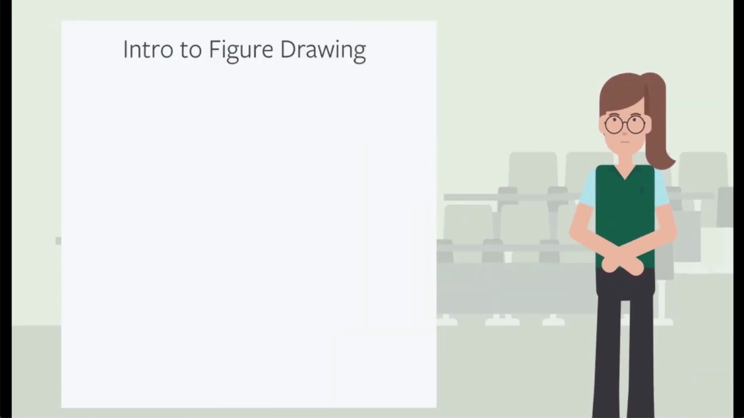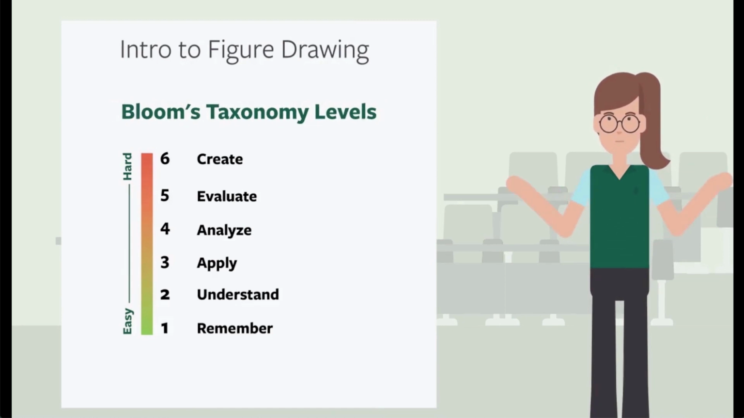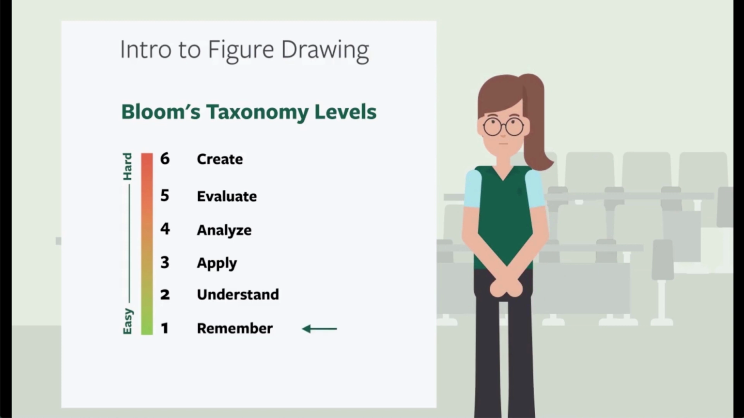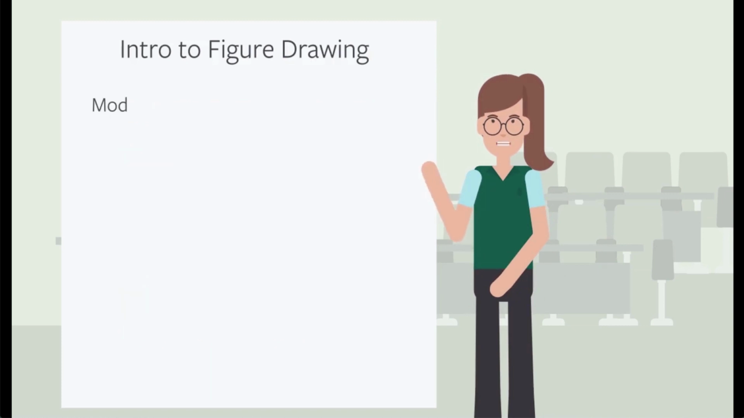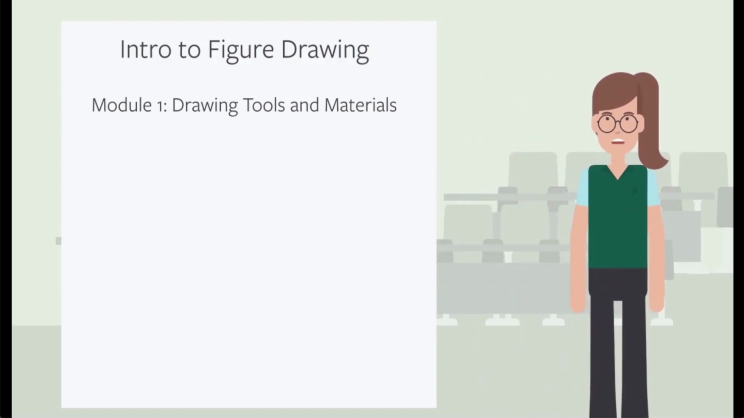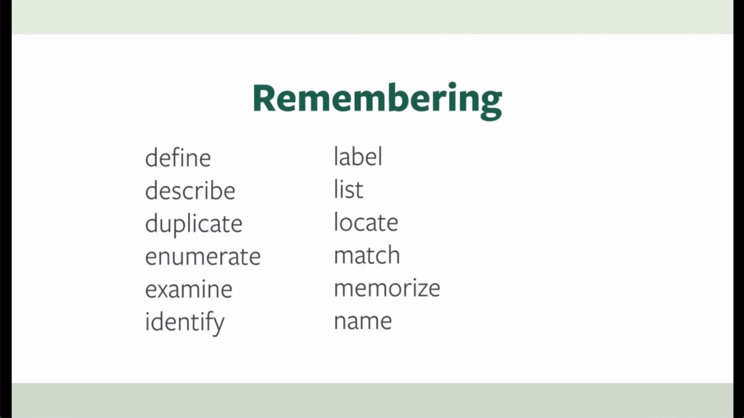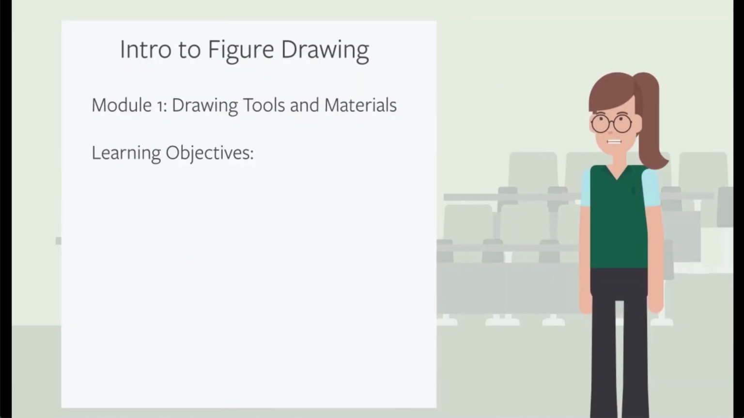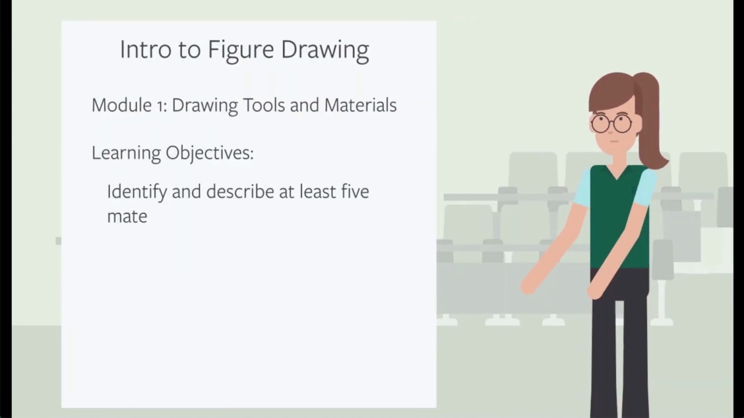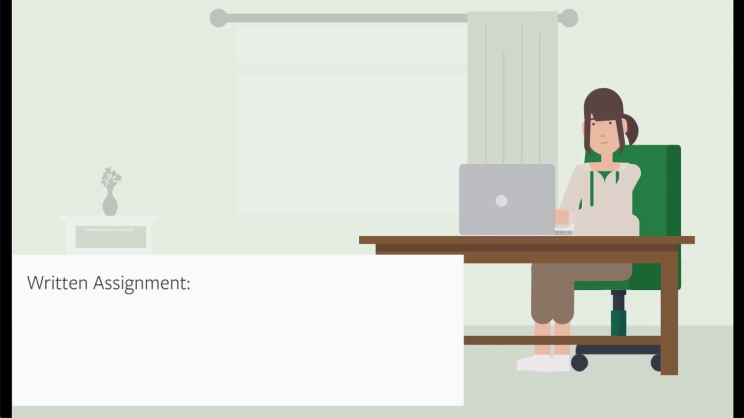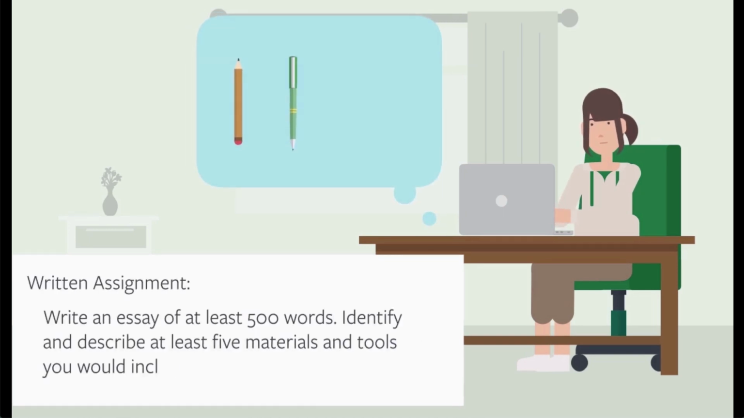Our course is Introduction to Figure Drawing. The Bloom's level needs to be appropriate to the complexity of this introductory course. Let's choose Remember and Understand for our first module, which is Drawing Tools and Materials. Let's check the Bloom's taxonomy verb chart for verbs that'll work. Under Remembering, we have Identify and Describe. These are perfect. Our first learning objective will be identify and describe at least 5 materials and tools used in figure drawing. So how do we measure this objective? We create an assignment for students to write an essay on gathering what they need to build a toolkit for drawing.